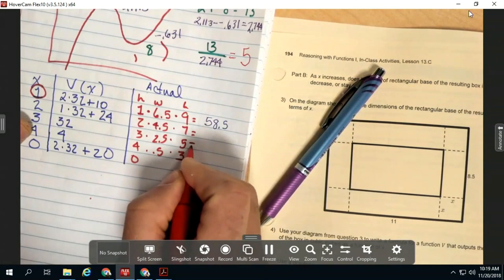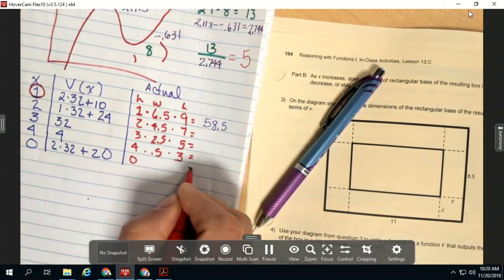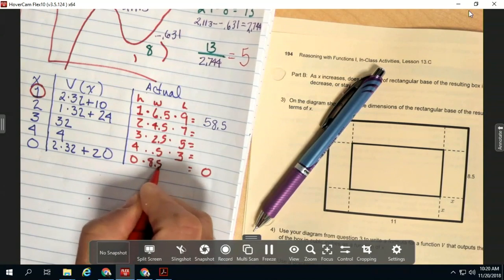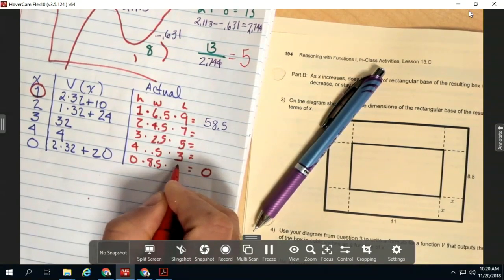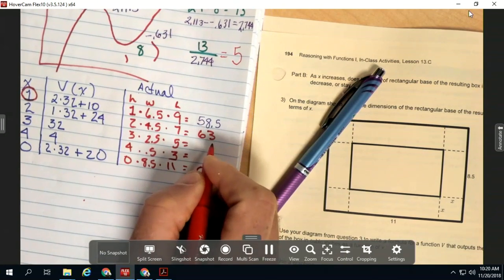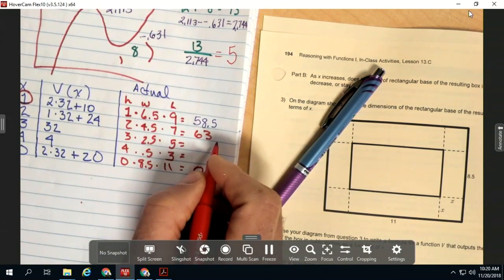What'd you get for your totals? 63. Exactly. For the first guy.